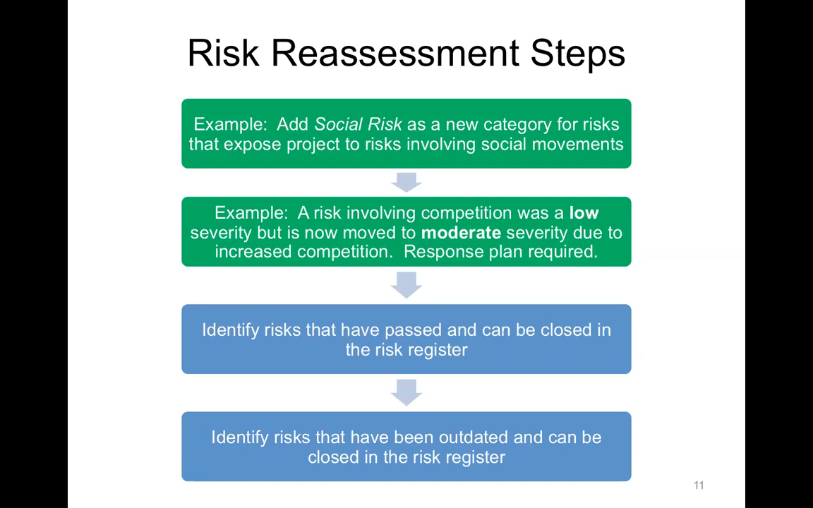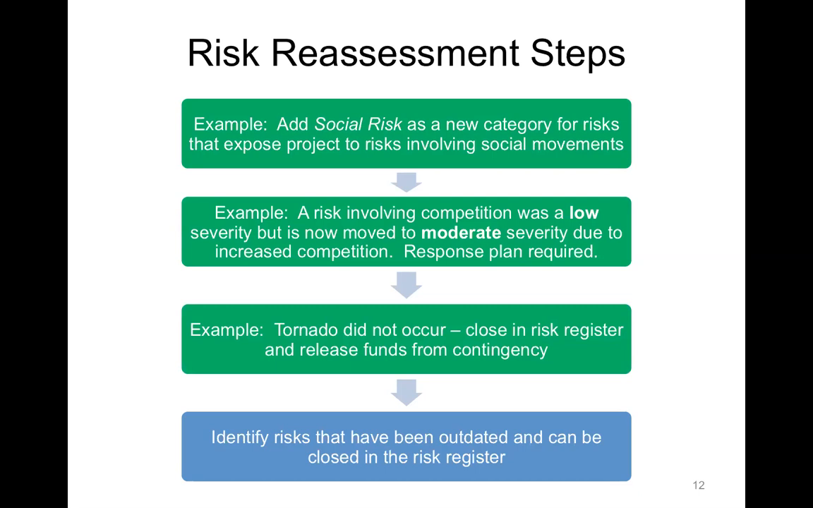If we identify risks that have passed and can be closed in the risk register, let's look at that tornado threat, the one that was possibly going to hit our region. Well, it didn't occur. The tornado's passed now, and there's no longer a threat. So we can close that risk in the risk register and release the funds from a contingency plan if we had one in place. Okay, why is it in the contingency plan? Well, because a tornado was actually something we were able to identify, but we didn't know if it was going to happen or not. So it was uncertain and it had a certain amount of impact.